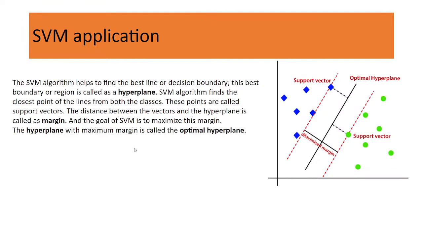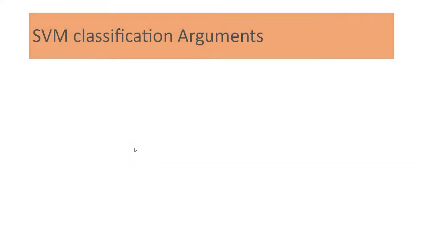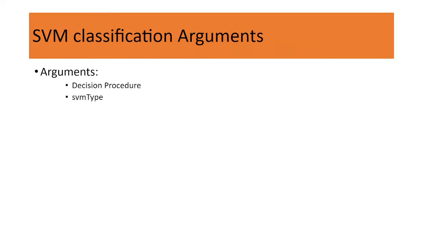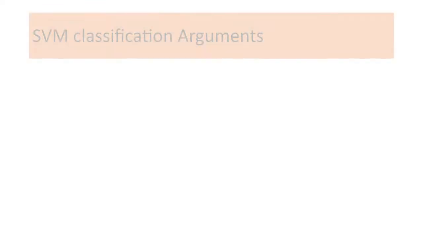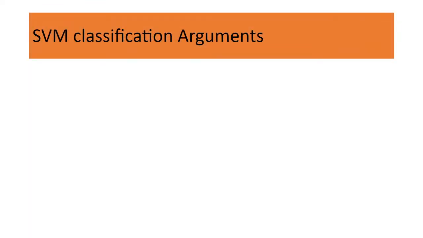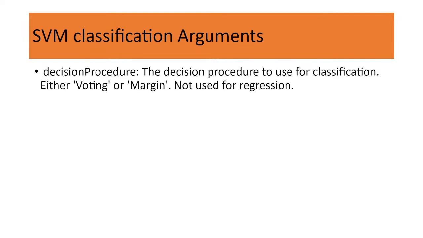I also send you all of the slides, so you can study them and easily understand all of these things. Support vector classification has some arguments. In the Google Earth Engine platform, we find arguments such as decision procedure, support vector machine type, kernel type, shrinking, degree, gamma, cost, and nu. This time we talk about the support vector classification algorithm.